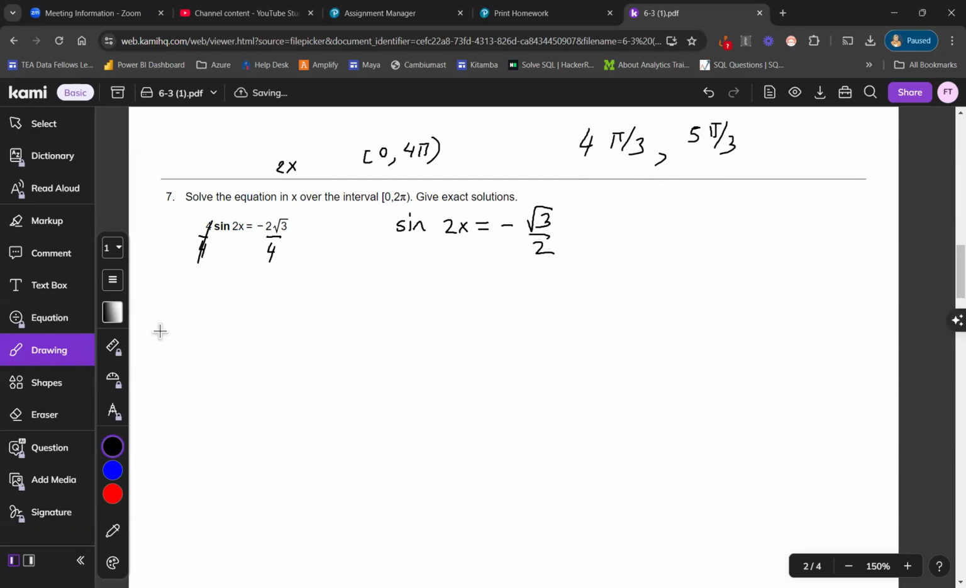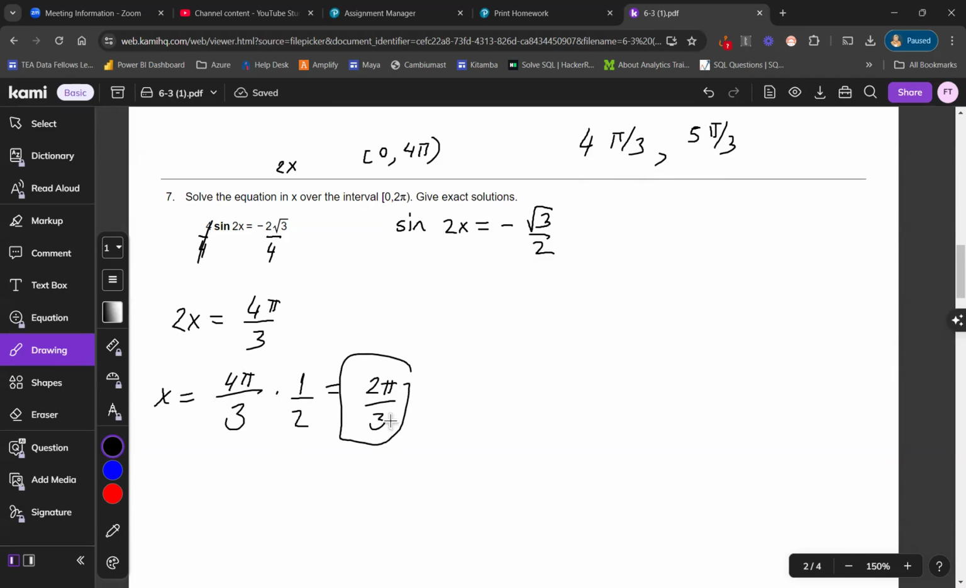So we will just set, okay, 2x can be 4 pi over 3. That makes our x value to be 4 pi over 3 divided by 2. And dividing by 2 means just multiply it by 1/2. So that's going to give me 2 pi over 3 because 4 and 2 can be simplified. Also, 2x will be set to 5 pi over 3. That means x will be equal to 5 pi over 3 divided by 2, which means multiply it by 1/2. So that gives me 5 pi over 6. These are the only two angles.